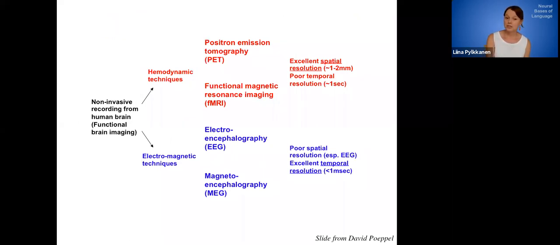So like I already mentioned, depending on whether the technique takes advantage of the bloodiness of the brain or the electricity of the brain, the techniques have different pros and cons. And fundamentally, the big difference is that the blood-based methods, we usually call them hemodynamic techniques, are able to give us very accurate spatial resolution about where exactly in the brain that activity was happening. So we get a pretty nice spatial map of brain function. But what they're not so good at is giving us fine-grained temporal resolution.